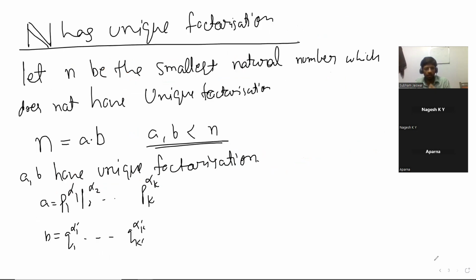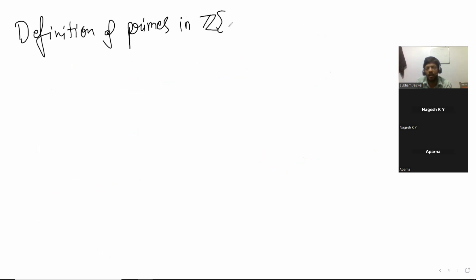First, let me define what should be the definition of primes. Definition of primes in Zi. And this definition that I will give you will work for everything. It will work for Z also, because you see, the definition of primes that we give for Z. So what is the definition of prime for Z?